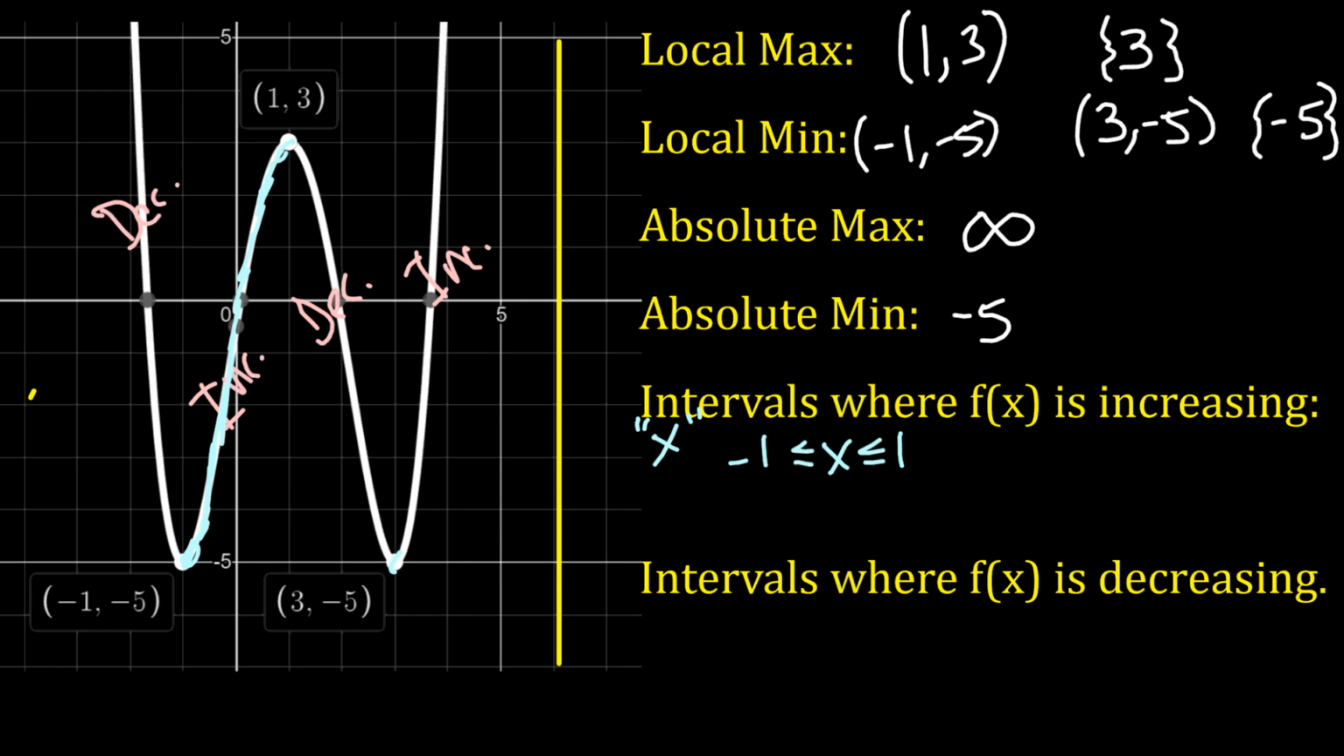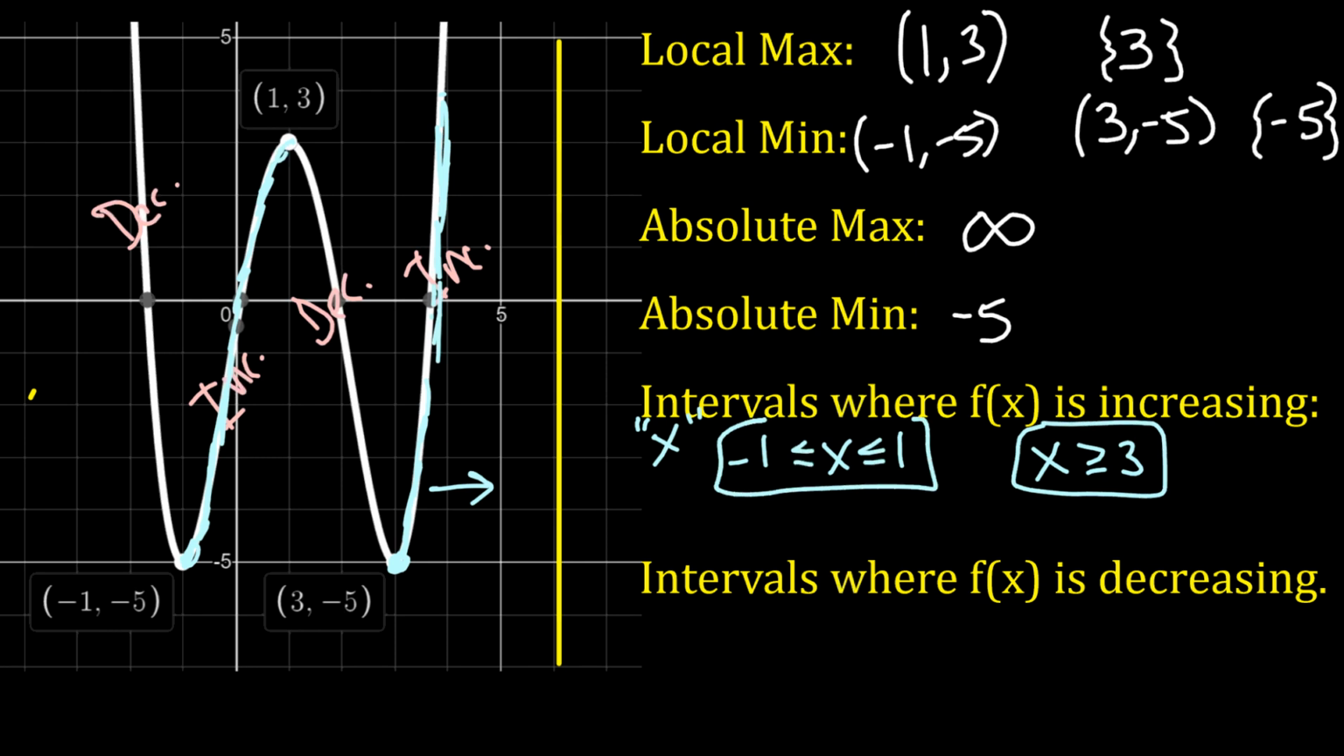And then the other area where it's increasing is from 3 up to forever. And so this will be increasing forever this way. As far as we go to the right, it will always be increasing. So we would say x is greater than or equal to 3. So these are the two intervals where the function is increasing.